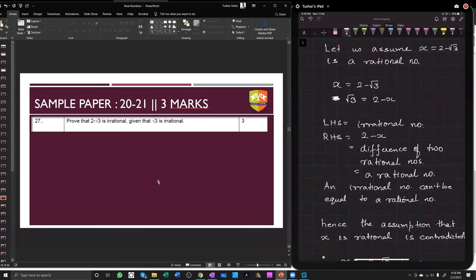You can do that. Ek minute, dosto, just a minute.